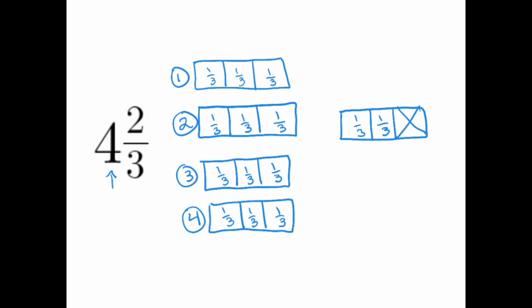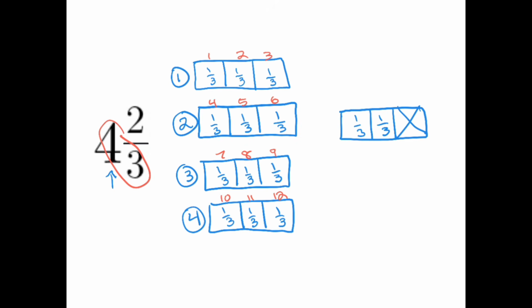Notice we have 4 groups. This is 1, 2, 3, 4. We have 4 groups of 3. 1, 2, 3. So that is why we are doing 4 times 3. 4 times 3 is 12. We have 1, 2, 3, 4, 5, 6, 7, 8, 9, 10, 11, 12. And we are going to add these ones here.